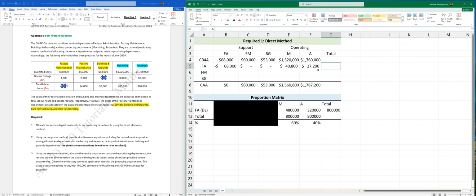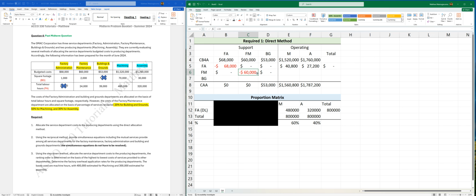And just like that, we have now allocated the factory admin costs. 0 here. That's how we know we're good, because we took the 68,000 and spread it evenly. Let's put this in red. Next up, factory maintenance. Direct method, ignore the relationship between support departments, 0. I'm going to press equals here and put a minus because the maintenance cost is what we allocate. Drag that. Good. And there's nothing allocated to building and grounds.